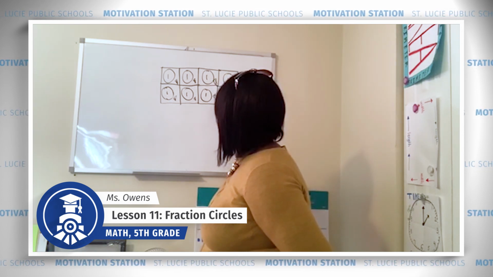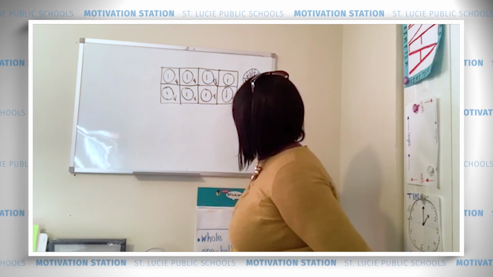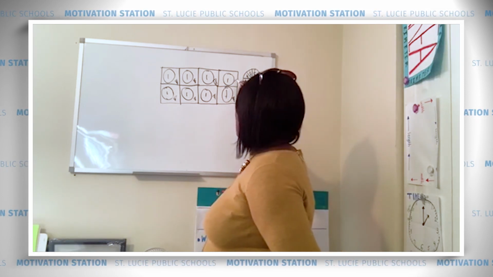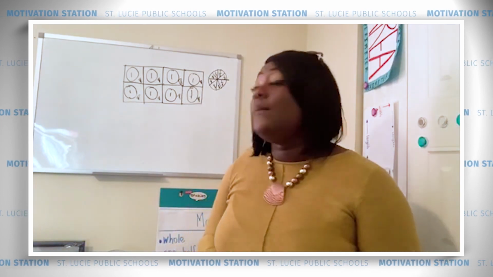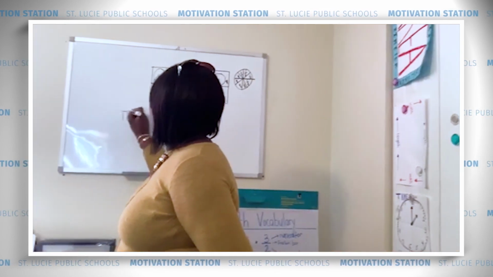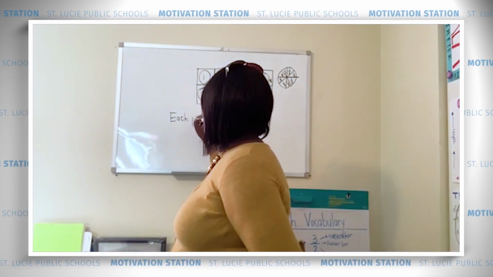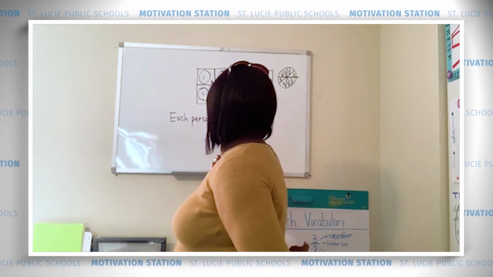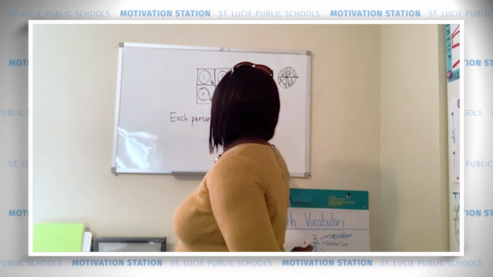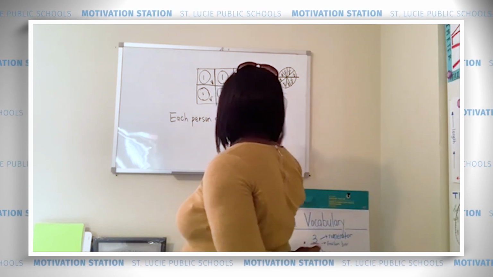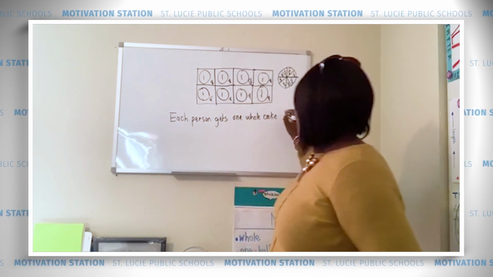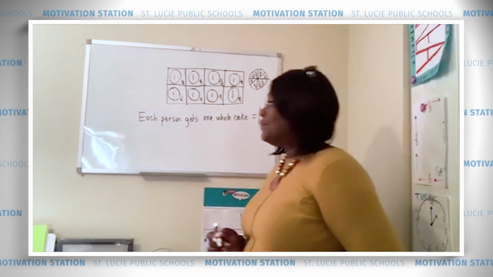Yes, they do. Each person already has a whole cookie because when we had 8 cookies, sharing it with 8 people, each person got 1. Now we have an extra cookie that we also want to share with that same group of 8 people. Each person gets an additional piece. So each person gets 1 whole cookie. And that's each person gets 1 whole.